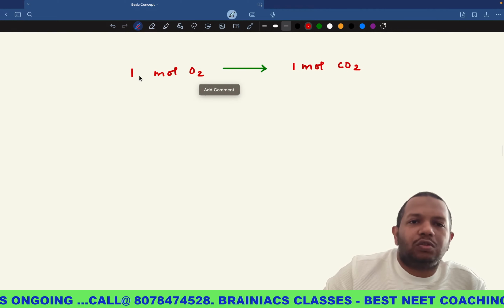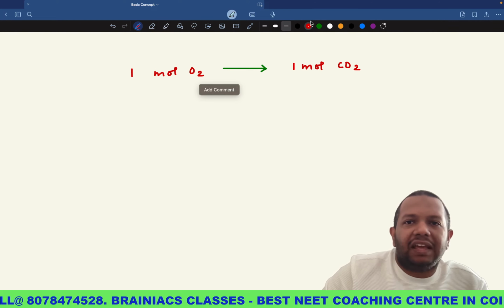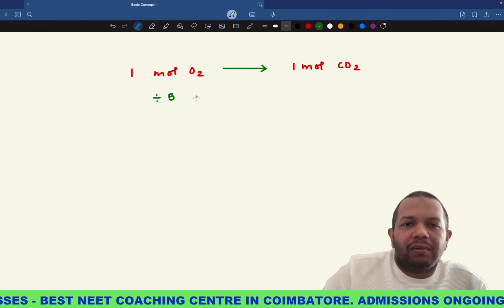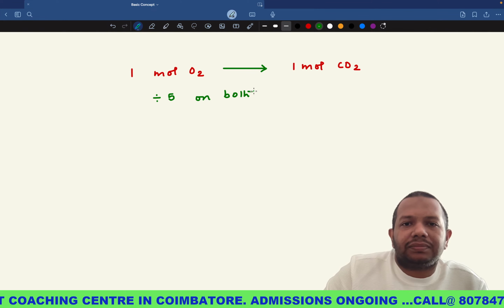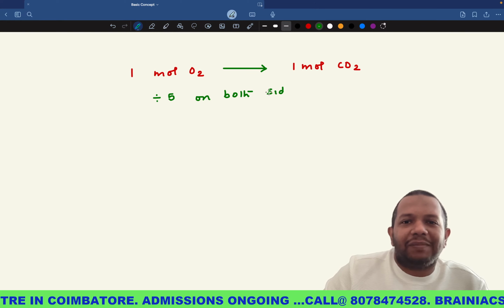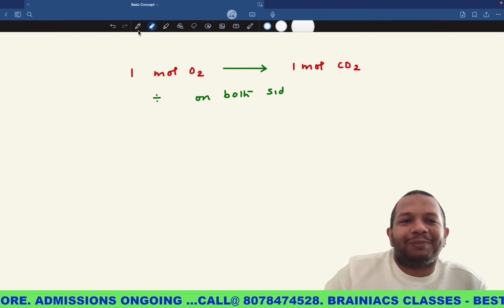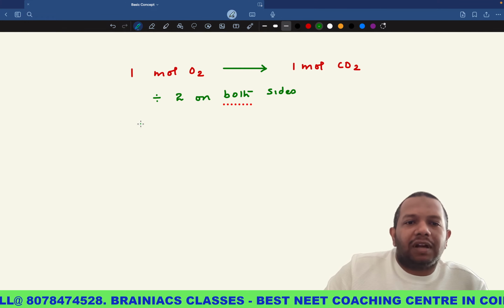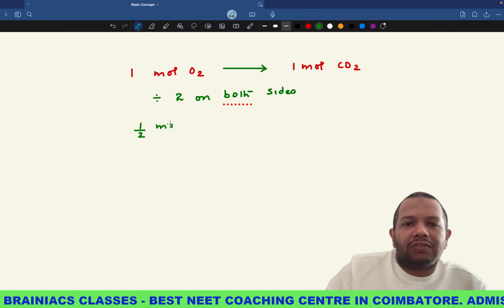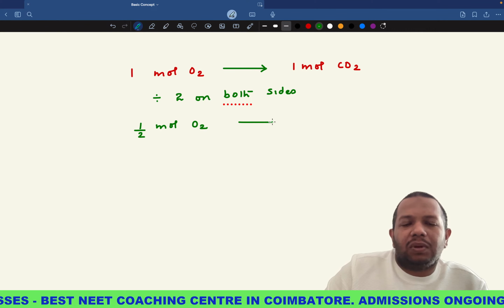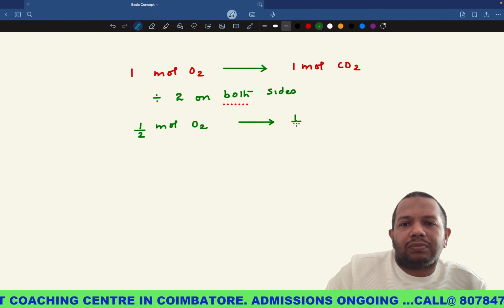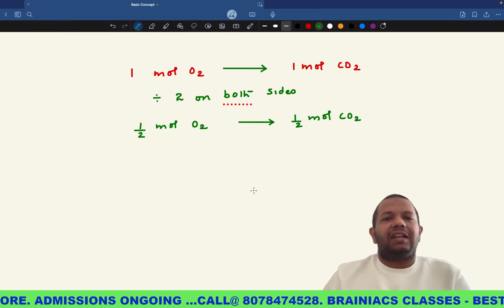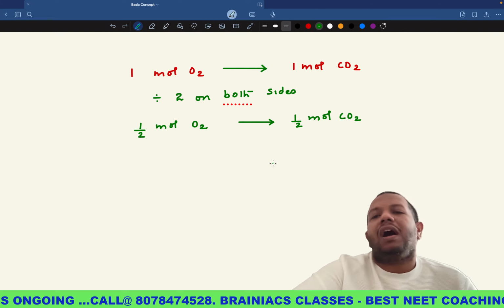So how can you convert this to 0.5? Divide by 2 on both sides. So this will become half mole O2, and this will become half mole CO2. Now we know that half mole, 0.5 mole, of oxygen can give half mole of CO2.